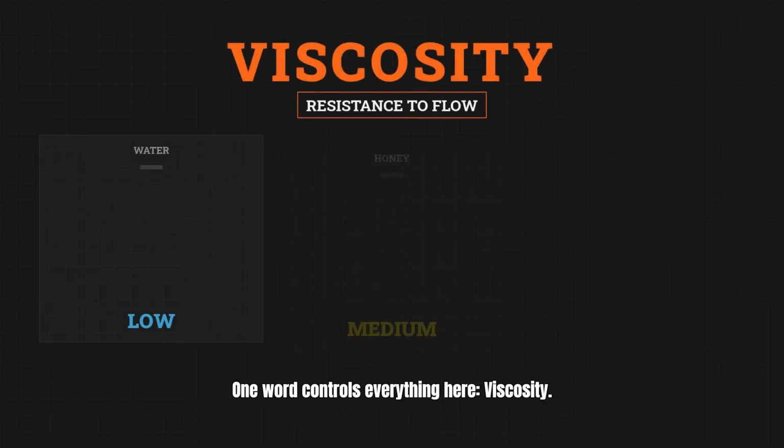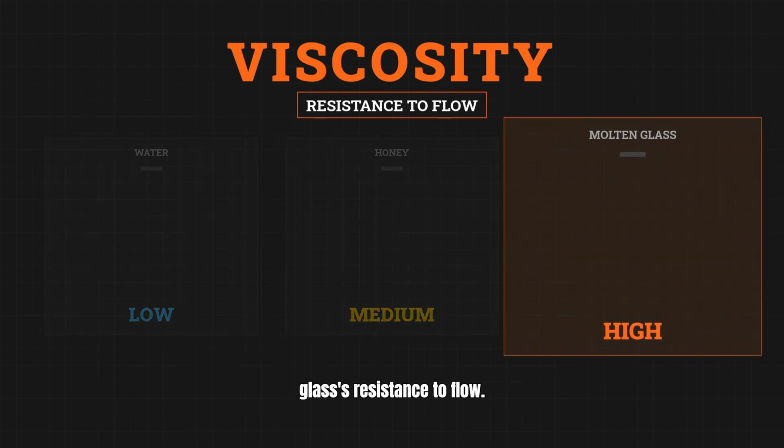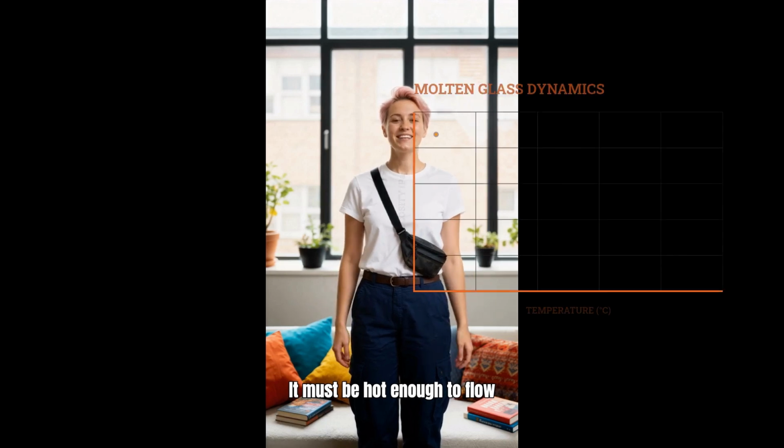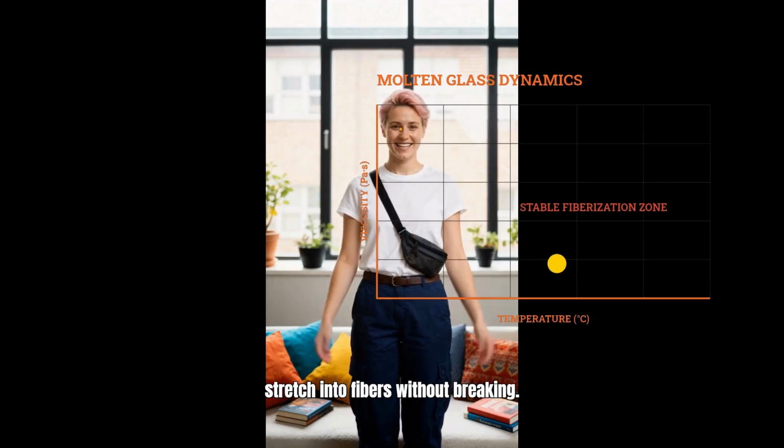One word controls everything here: viscosity. It is the measure of the molten glass's resistance to flow. It must be hot enough to flow through the bushing, but viscous enough to stretch into fibers without breaking.